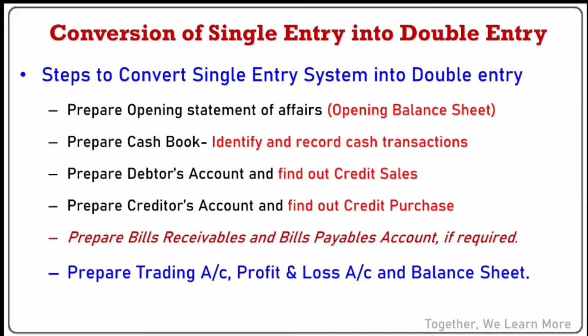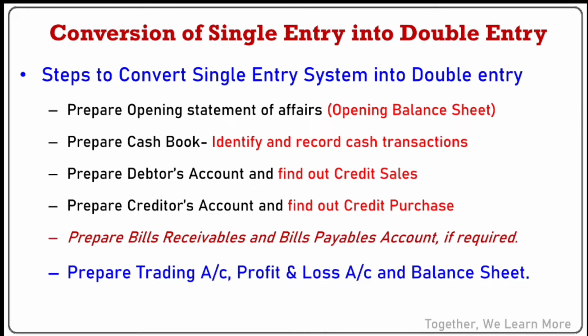For giving double effect we have to prepare the opening statement of affairs, that is the opening balance sheet. We have to prepare the cash book. We have to identify and record cash transactions in the cash book. We have to prepare the total debtors account to find out credit sales. Prepare the creditors account to find out credit purchase. And if some information related to bills receivable and bills payable is given, then we have to prepare the bills receivable account and the bills payable account.